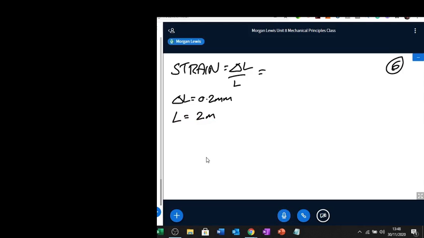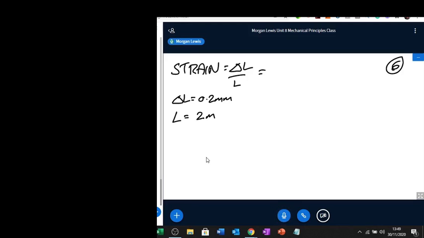Now we've got millimeters and meters here, so we need to be in the same unit. Whatever you pick, you've got to be in the same unit. So I'll pick millimeters. It makes a difference. You should be in meters all other times. But when you're doing strain, as long as the top and the bottom is in the same unit, you get the same answer.